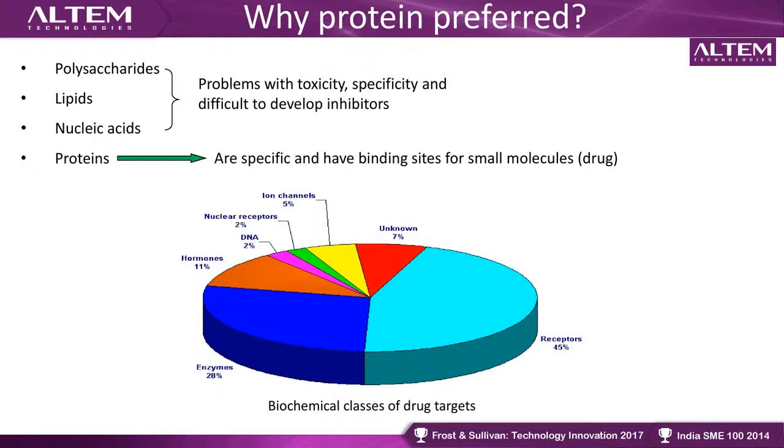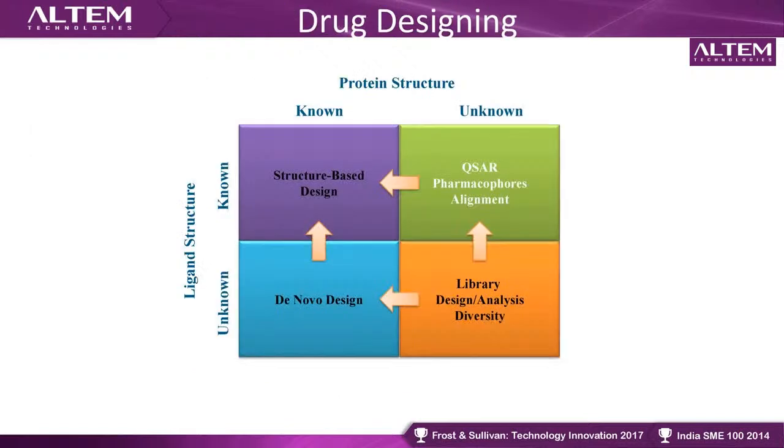Why is the protein the preferred target molecule? Because protein structures are very specific. They behave like a lock and key model, right? When we have that kind of specificity with respect to your macromolecules, it's very easy for us to understand their behavior and to get the desired kind of activity. And of course we can identify the binding site from these proteins as well. You can see in the graph here, the majority percentage goes to receptors as compared to enzymes, hormones, DNAs, nuclear receptors, even the ion channels, and the rest of them are still unknown. We have to identify those ones.